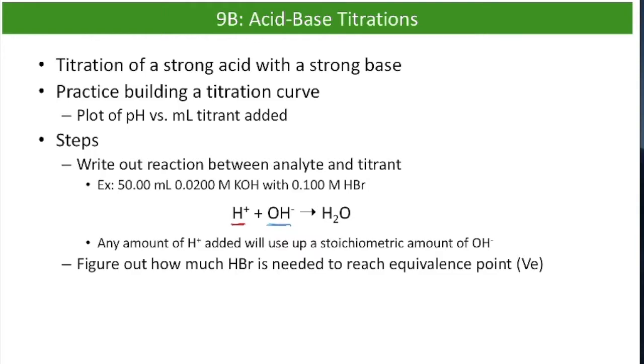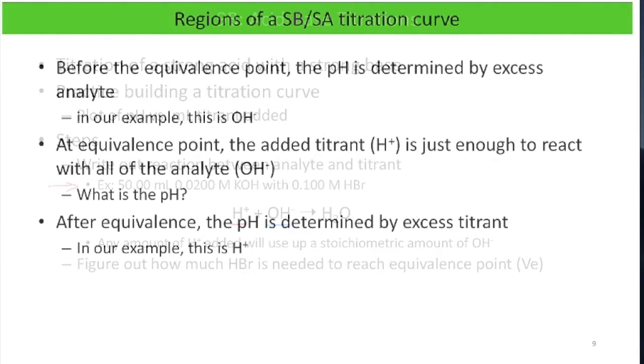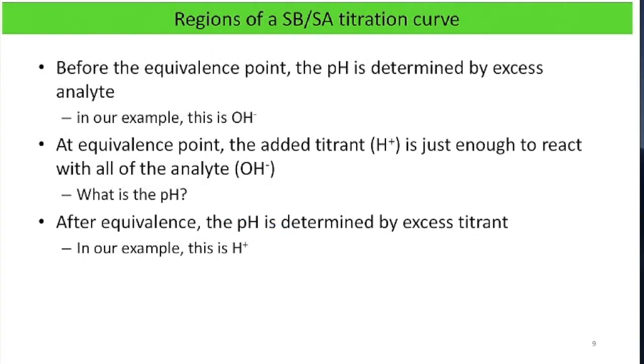So what we're going to be doing is determining the pH at different points on the titration curve. And in one of these steps, we're going to have to determine where that equivalence point is. So how much titrant would we have to add in this particular situation to get to the end point? We're going to talk about 3 different regions of the titration curve. First, what happens before the equivalence point. Before the equivalence point, the pH is determined by excess analyte because we haven't yet added enough titrant to react with all the analyte present in our solution.